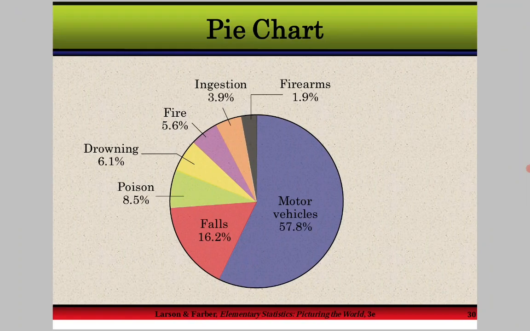While drawing a pie chart, we may use different symbols for different class intervals or data items. In this example, motor vehicle accidents have 57.8 percent, which is the maximum. The next is falls, with 16.2 percent. Like that we may depict or draw pie charts.